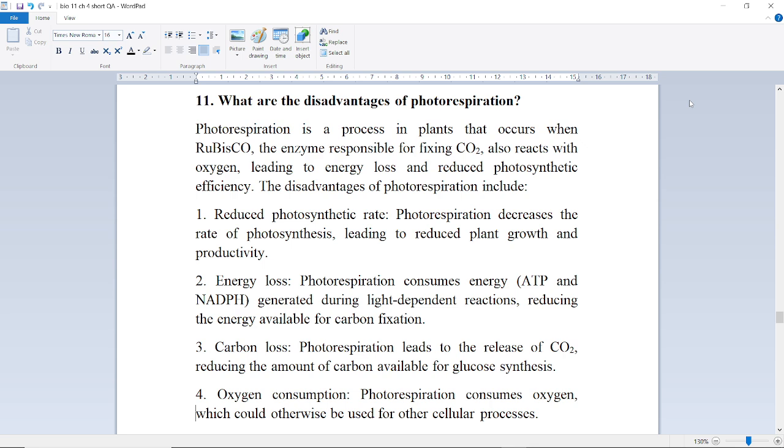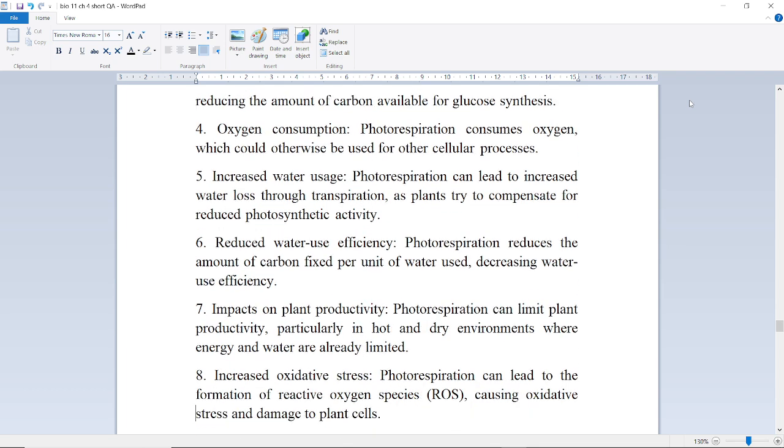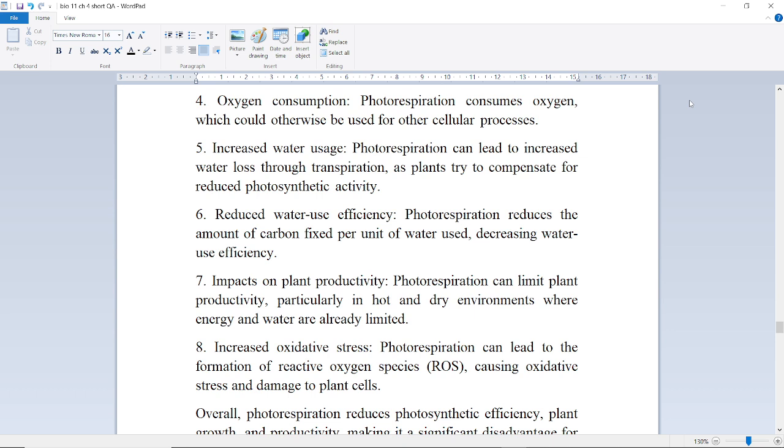Energy loss. Photorespiration consumes energy, ATP and NADPH generated during light-dependent reactions, reducing the energy available for carbon fixation. Carbon loss. Photorespiration leads to the release of carbon dioxide, reducing the amount of carbon available for glucose synthesis. Oxygen consumption. Photorespiration consumes oxygen which could otherwise be used for other cellular processes.